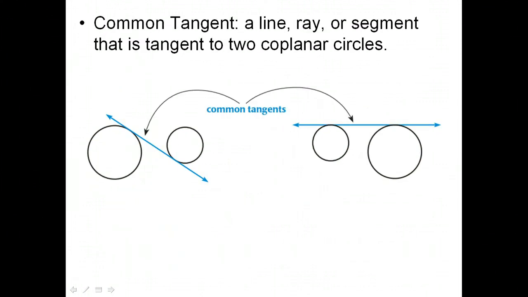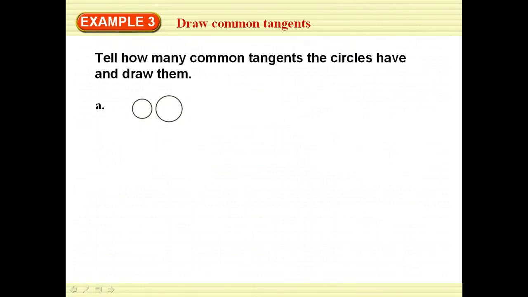Common tangents: a line, ray, or segment that's tangent to 2 coplanar circles. Notice we have 2 different examples of common tangents here. One where the tangent goes in between the circles, and the other where the tangent simply runs beside both circles.